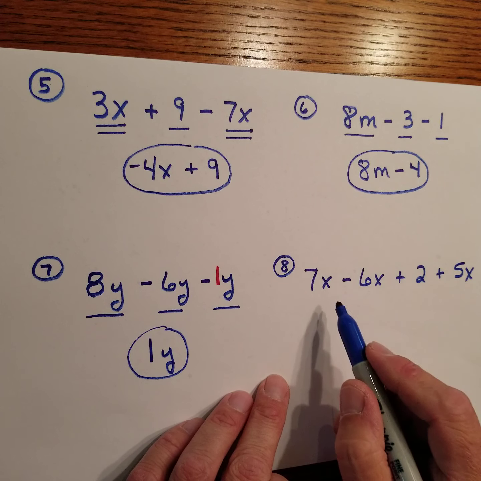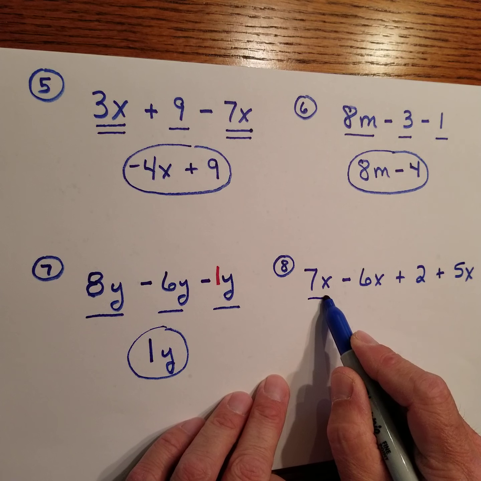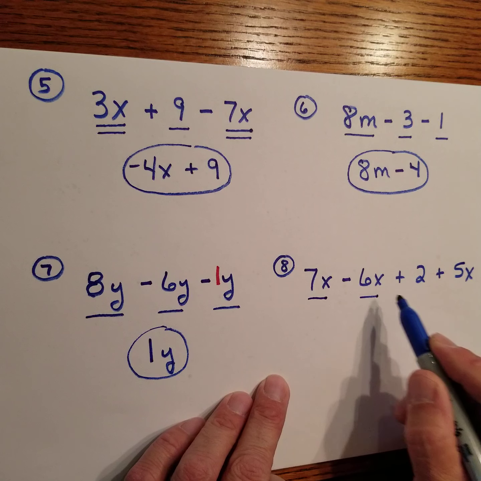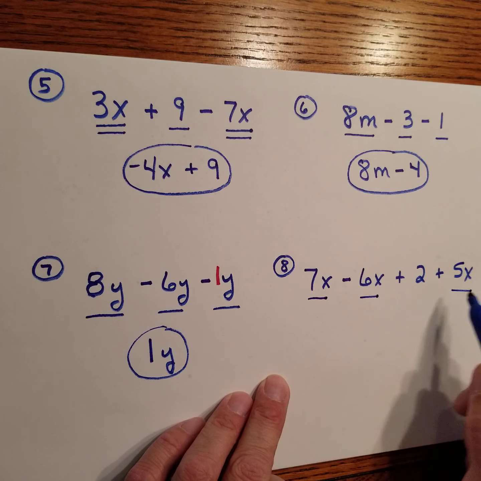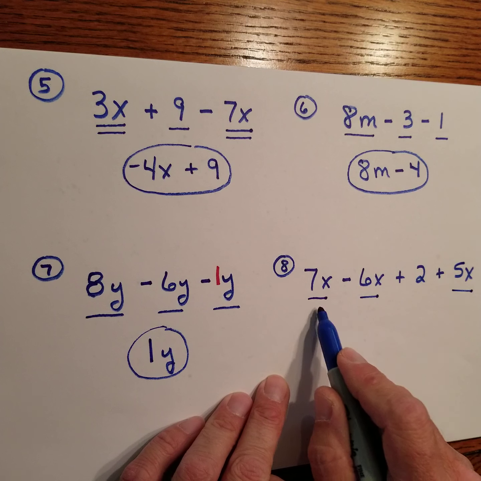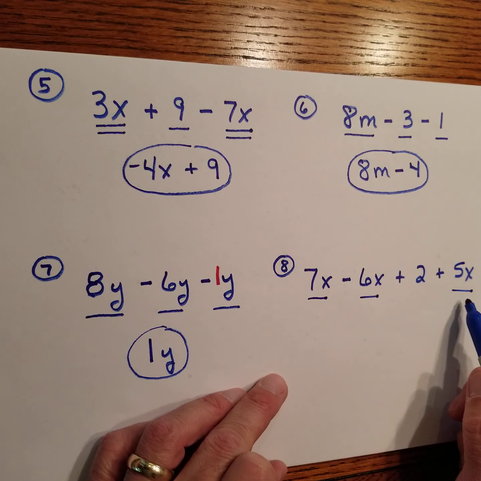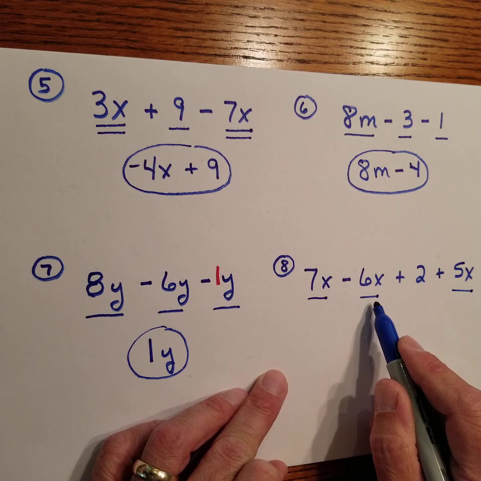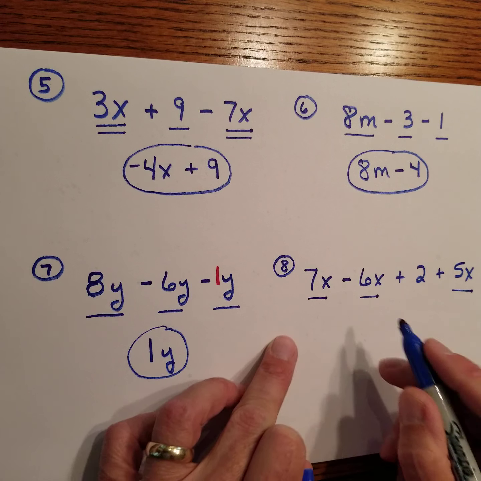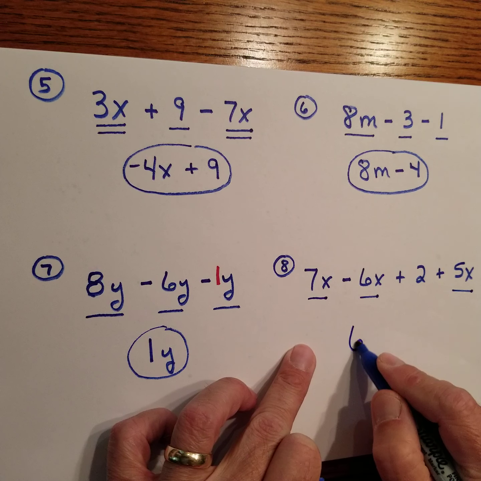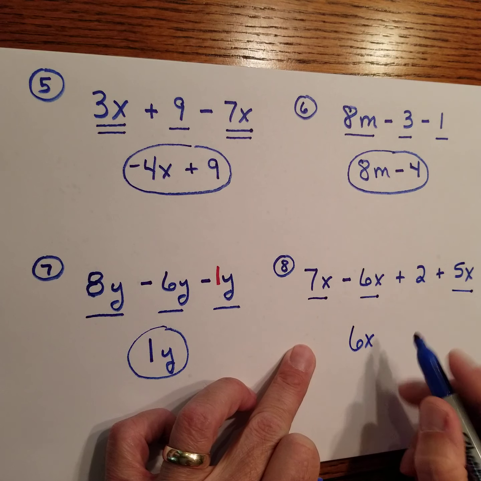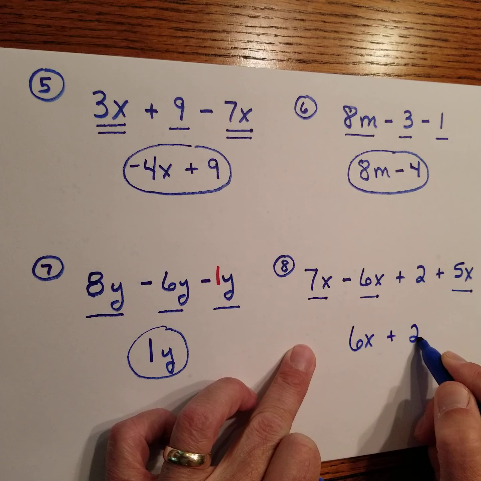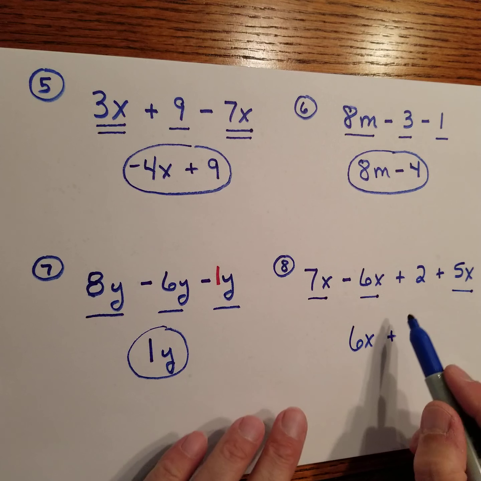This problem has 4 terms. That's an x. That's got an x. That's got an x. That one does not. Let's put the x terms together. Those are like terms. 7x minus 6x is 1x, plus 5x is 6x. And this plus 2 goes right there. Beautiful.